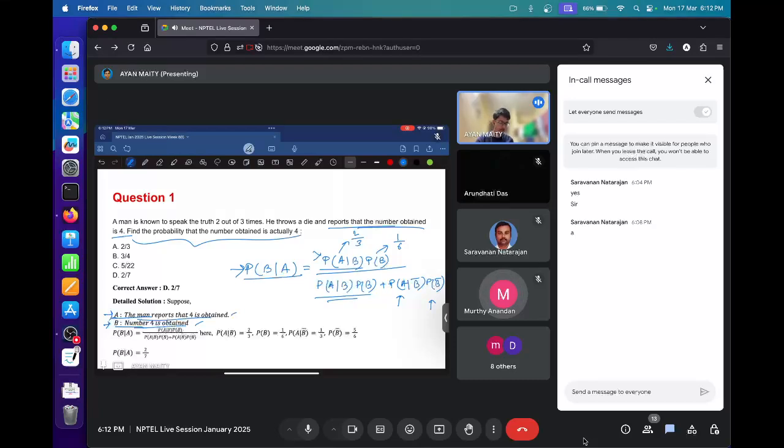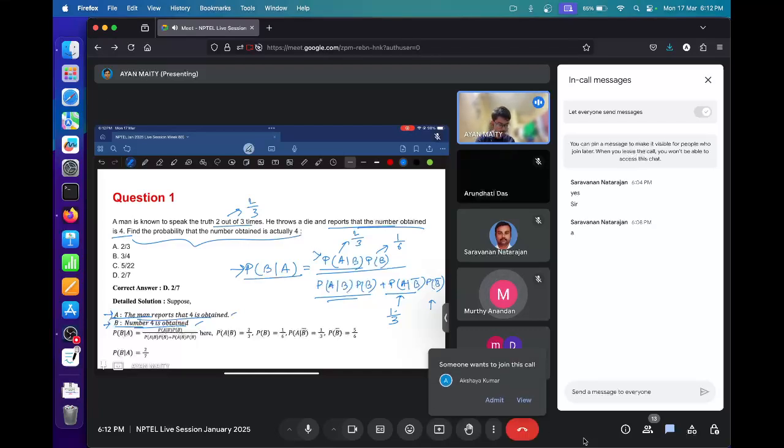These two are already obtained in the numerator. Now in the denominator, probability of A given B complement basically means that, given number 4 is not obtained, what is the probability that the man will report 4 is obtained? That means he is telling a lie. So the probability of telling a lie is 1 by 3, the complement of 2 by 3, the probability of telling the truth.